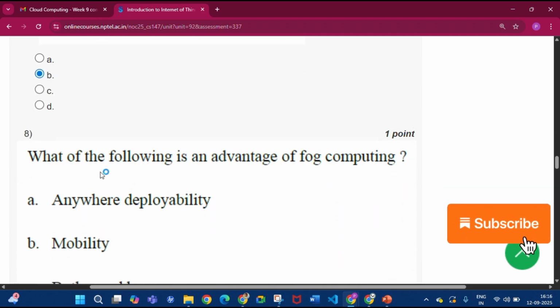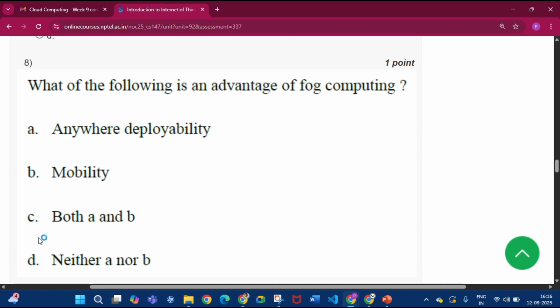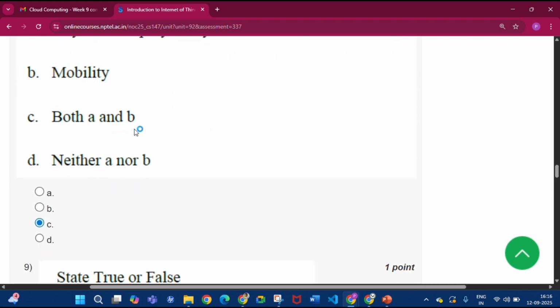Now question number 8, which of the following is an advantage of fog computing, so the answer will be option C, that is both A and B.